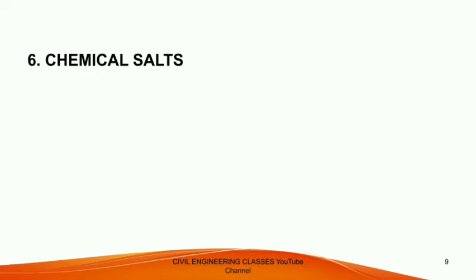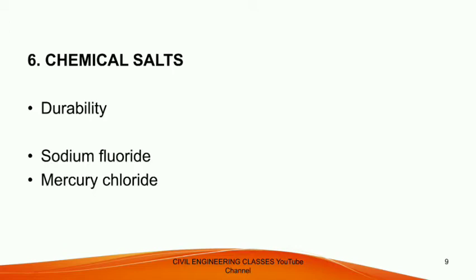Next is the usage of certain chemical salts. The solutions of these chemical salts are prepared. They are mainly for increasing the durability of the timber. Zinc chloride, mercury chloride, sodium fluoride are some of the chemicals that are used as a solution for increasing the durability of the timber.